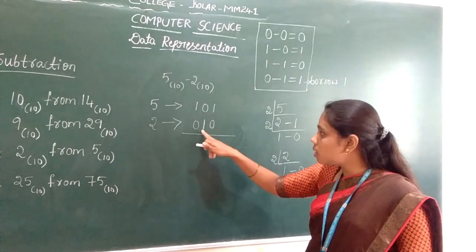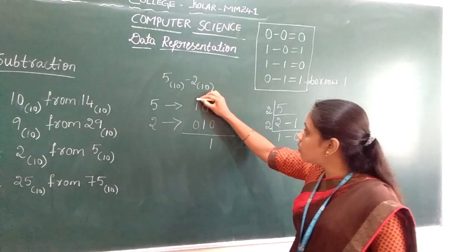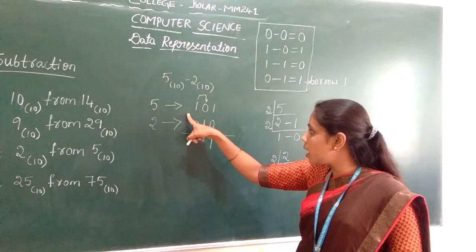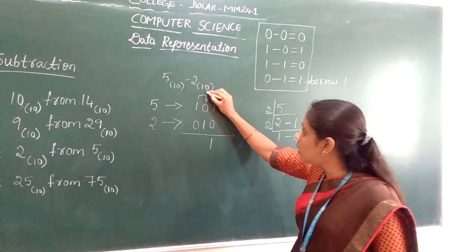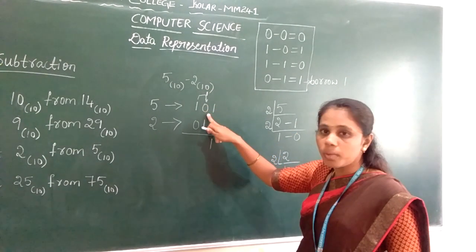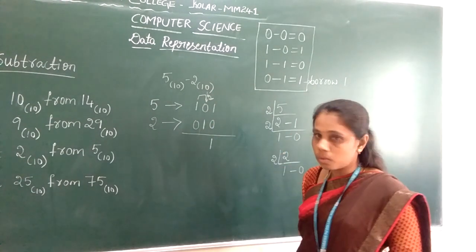So we cannot subtract 1 from 0. In this situation, we need to borrow 1 from the higher position. From here to here, we need to consider 1 borrow. In this situation, what will this become? It will become 2.